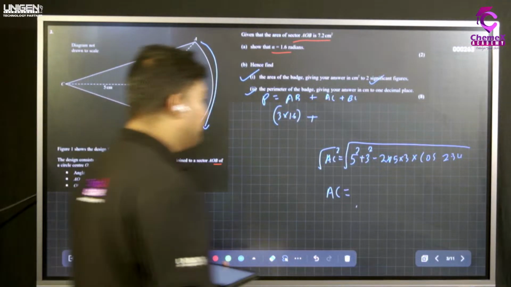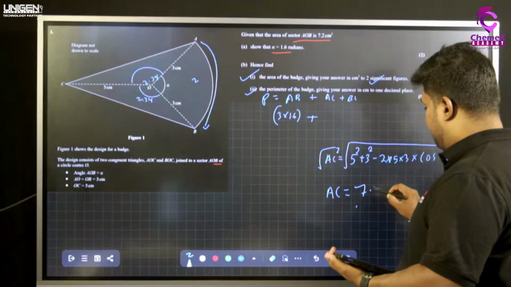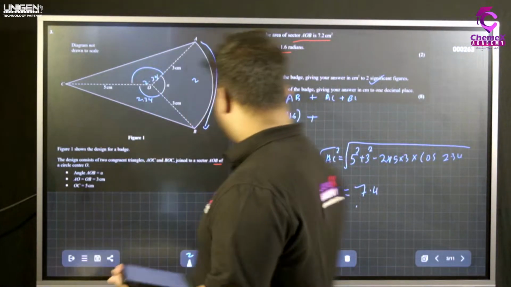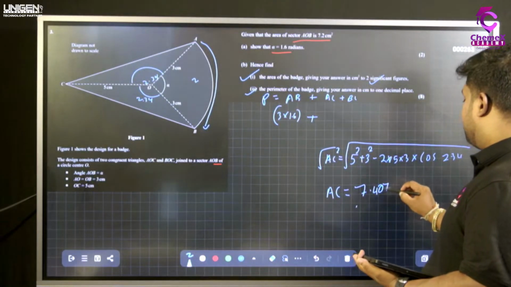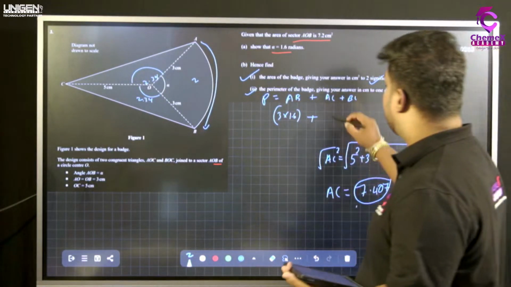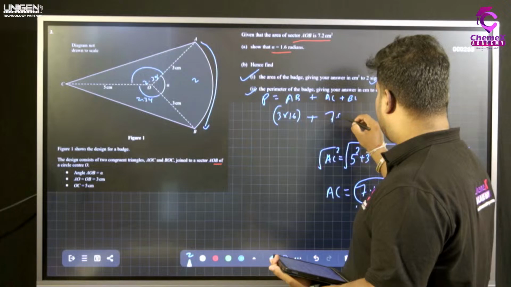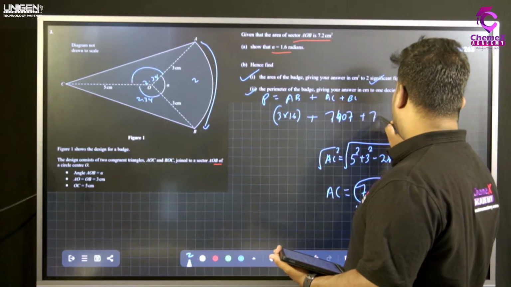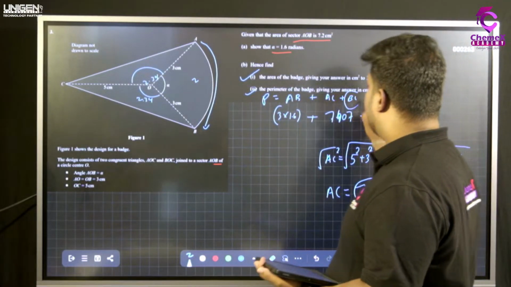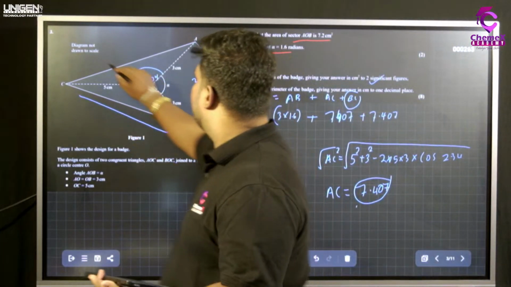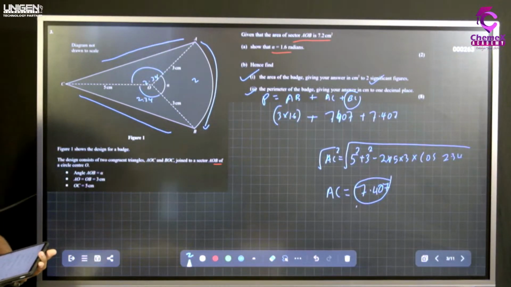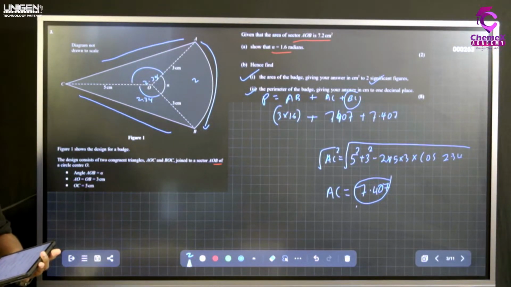So the answer is going to be 7.407. So this is the area of AC. How do you get the perimeter? 7.407 plus again 7.407. Why? BC is also congruent to AC because they are congruent triangles. So you just add the 3 into 1.6.